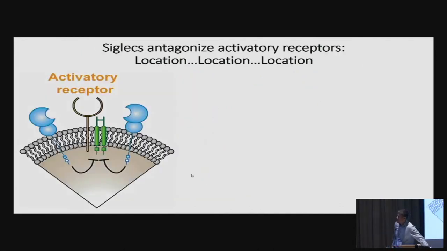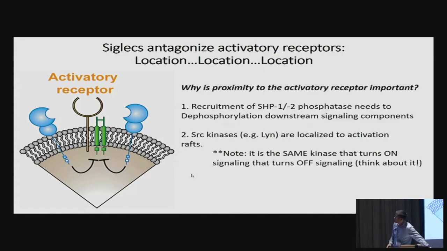Okay, so recruiting of this phosphatase for the inhibitory SIGLECs is going to inhibit other activatory receptors, and it's all about the location. Recruitment of the phosphatase needs to be close to the activatory receptor. That's what I'm trying to get across here. So, why is that? Why does it need to be close?